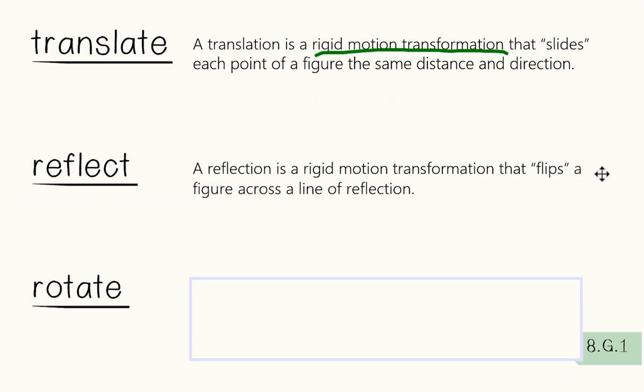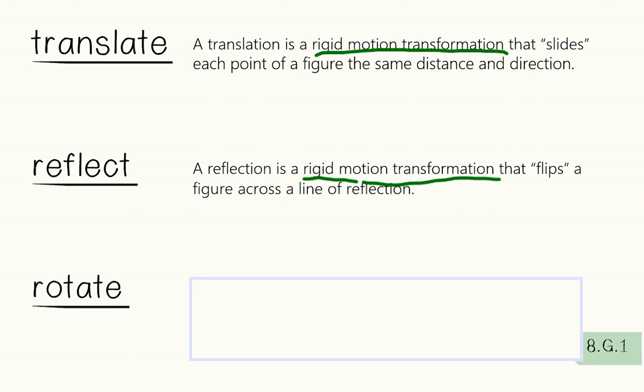Our second definition is reflect. A reflection is a rigid motion transformation that flips a figure across a line of reflection. So there's those words again. Rigid motion transformation means we're going to end up with the same size and shape. And the key word here for reflect is flip, that the object is going to be flipping over.